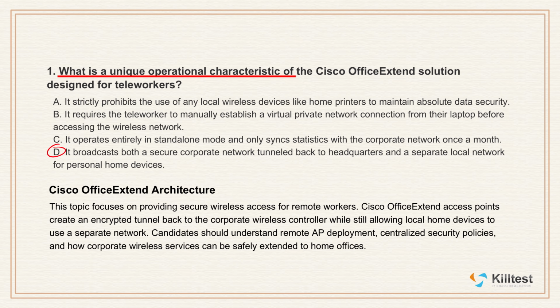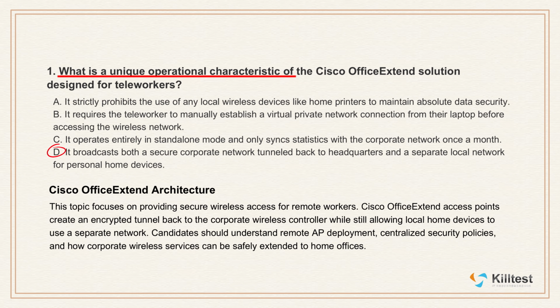Got it. And what about option B? Some people think the teleworker has to manually spin up a VPN from their laptop. Which sounds logical, right? But it's fundamentally incorrect here. The hardware itself, the access point, handles the tunnel. The user doesn't have to manually establish a VPN at all. Oh, wow. So they just connect to Wi-Fi like normal. Exactly. And option C is just wrong because, well, a monthly sync. You need constant real-time connectivity to route traffic and enforce policies, not a standalone mode that syncs once a month.